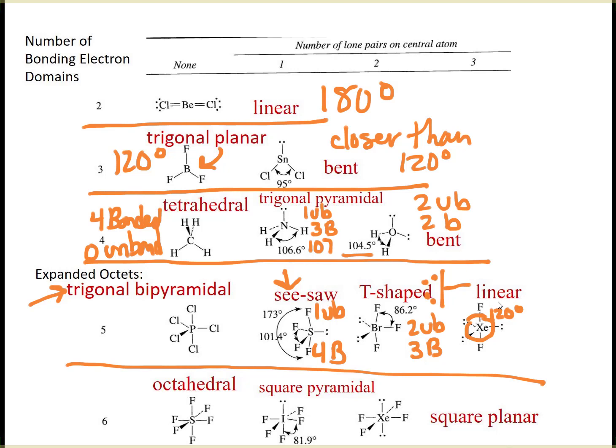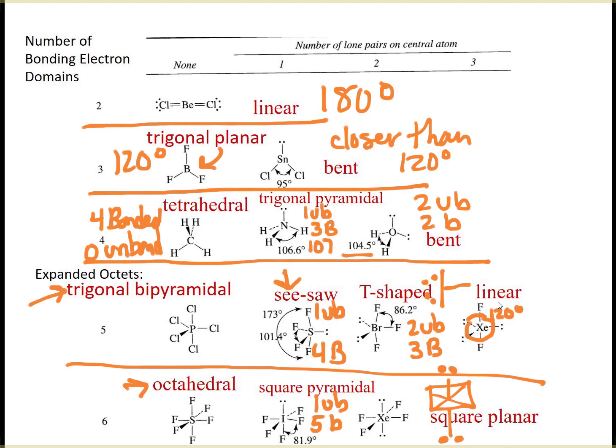Last but not least, if we have 6 electron domains, I drew the octahedral for you. So where there's 6 bonds coming away from a central atom. We have square pyramidal that has 1 unbonded pair and 5 bonded pairs. And then this one is called square planar. So this is the only one that is actually flat. So you have your unbonded pairs coming up and down.